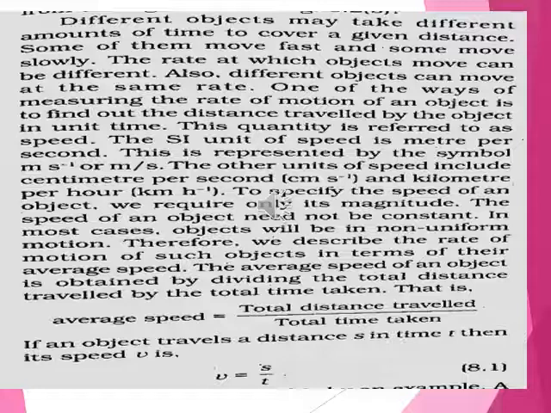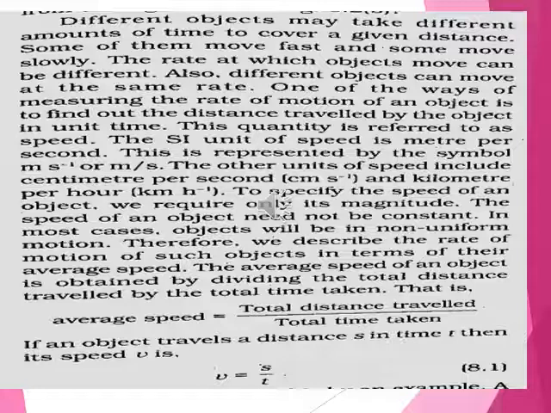That negative sign indicates that the second, that is time, is in the denominator, or you can write it as m/s. That we can also read as meter per second. The other units of speed include centimeter per second, that is cm s^-1, and kilometer per hour, km h^-1. To specify the speed of an object, we require only its magnitude, meaning its numerical value.